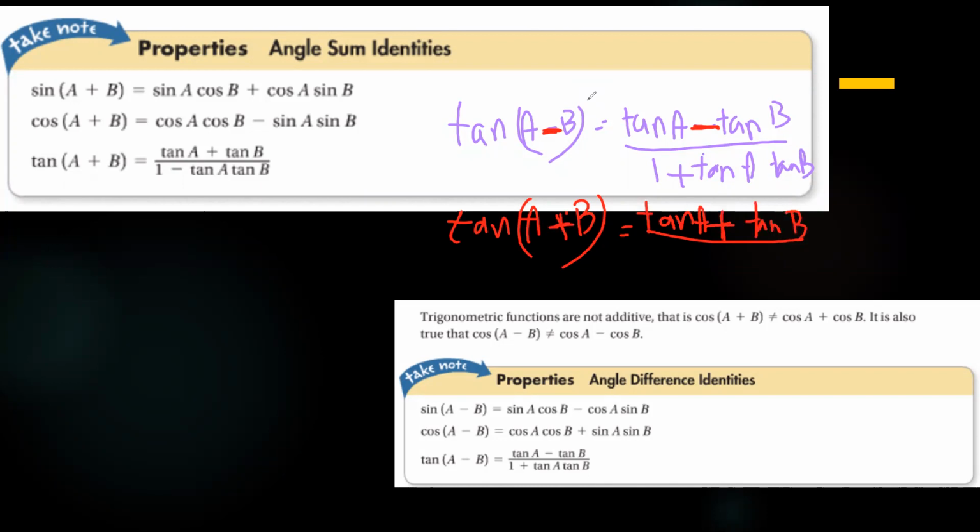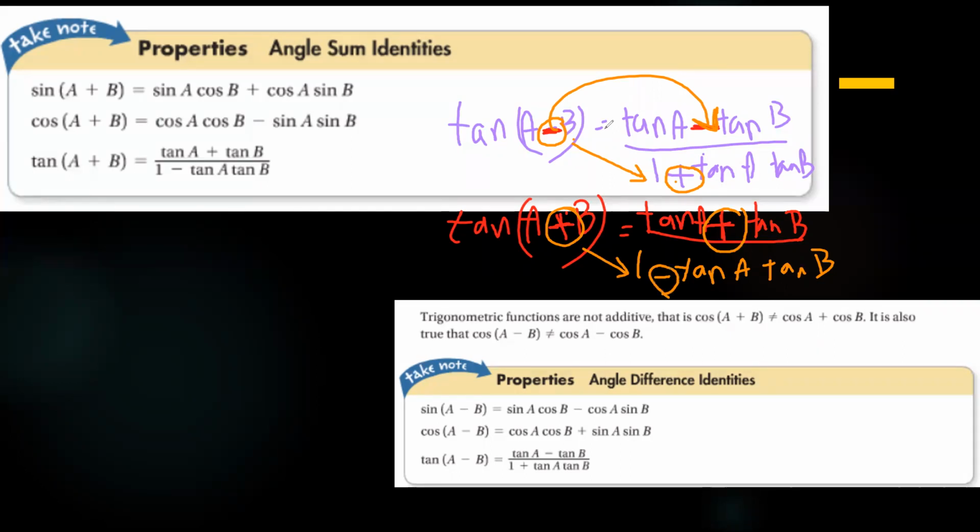But now, look at the denominators. For the denominator, if it is minus, we make the denominator plus. Here, if it is a plus, we make the denominator minus. So for the numerator, we have the same sign, and for the denominator, we have the opposite sign. If we have tan of A plus B, we keep the plus sign up and write the opposite on the denominator.